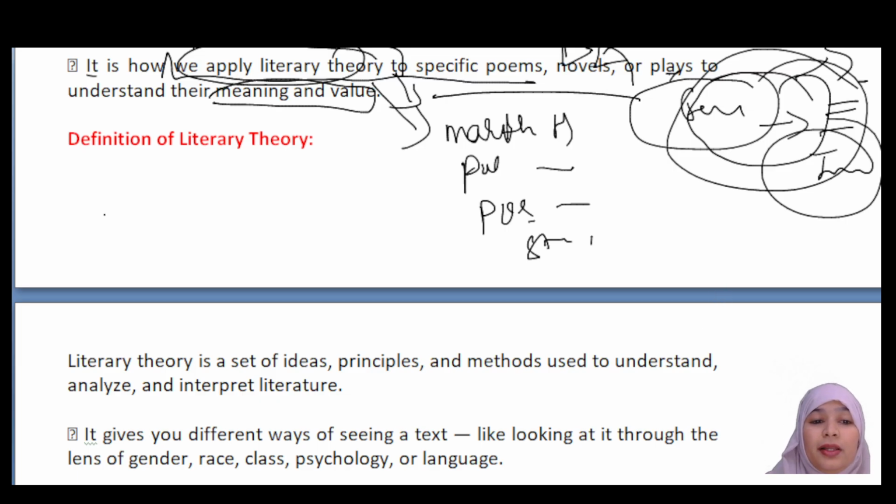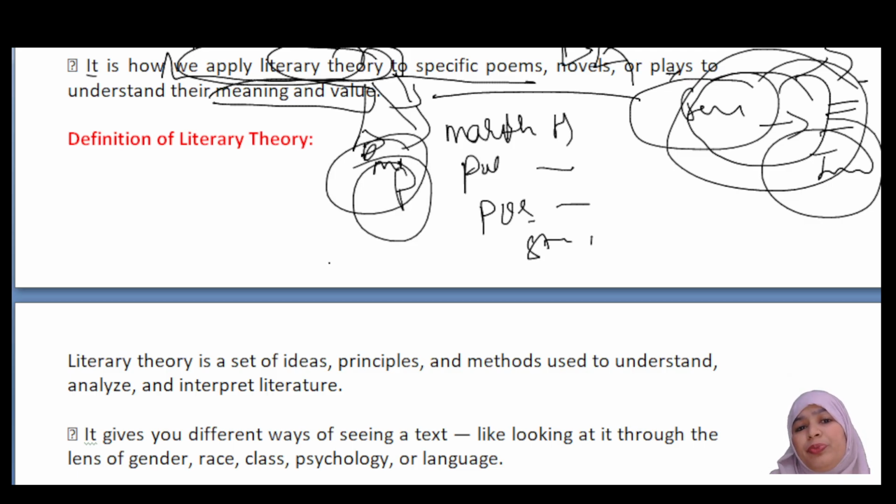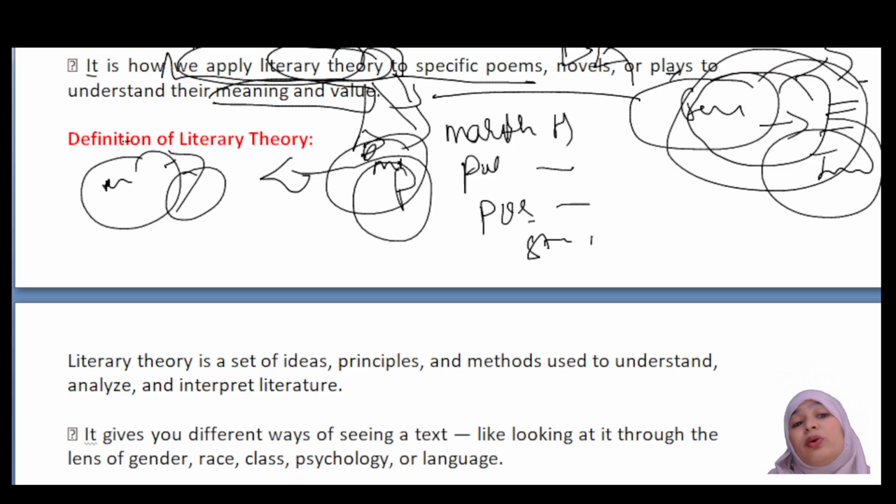For example, taking one literary theory, as I told you now, whether you are going to point out this work from a Marxist point of view or feminist point of view, the way you explain yourself, the way you criticize that particular work is called literary criticism. Let's begin. Then what about literary theory?